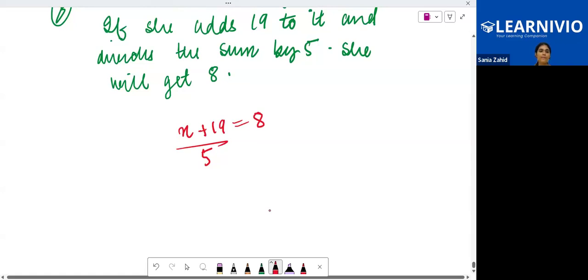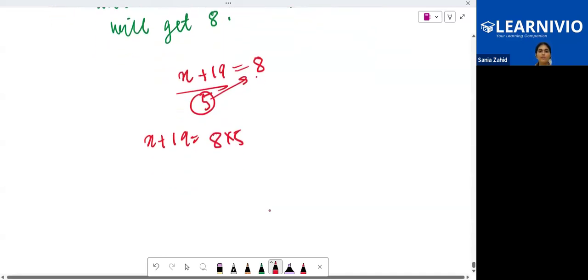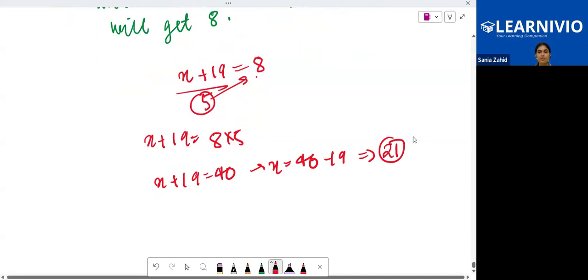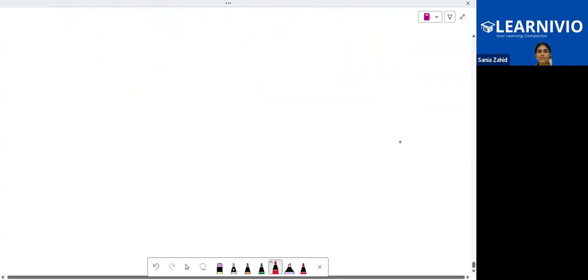Yeah. Very good. So we will have x plus 19, this 5 will go there and it shall become 8 into 5. So it shall become x plus 19 equals 40. So x equals 40 minus 19. Okay, 21. Got it? Both of you are getting the same answers? Yes, sir. Okay, now we move ahead to the next question.